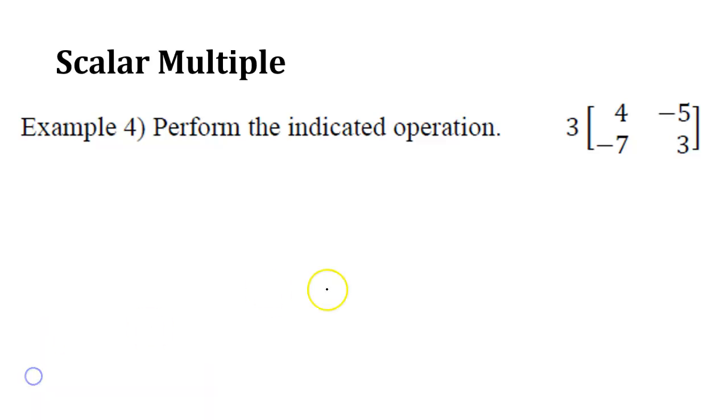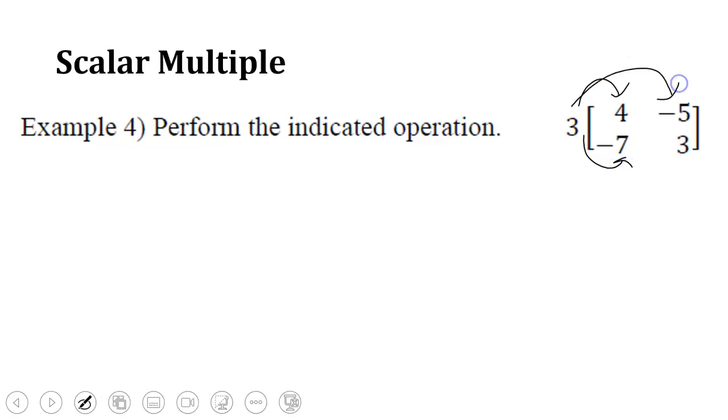This first example, example 4, is looking at scalar multiples. So all that means is scale, that's a number, and multiple is just multiply. So example 4 says perform the indicated operation. So you see that 3 on the outside of a matrix, almost think of it as a parentheses. So you're going to multiply that 3 into everything inside of the matrix, of the parentheses.